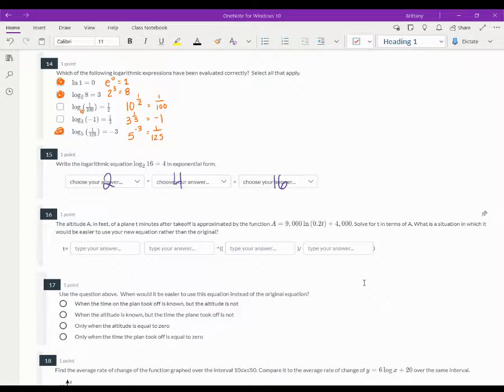The altitude A in feet of a plane T minutes after takeoff is given by this function. Solve for T in terms of A. And then there's a follow-up question that we'll answer in 17. So we have to find the inverse of this function. We have to get T by itself. So it looks a little tricky, but it's a lot of this algebra 1 with big numbers. I have A equals 9,000.